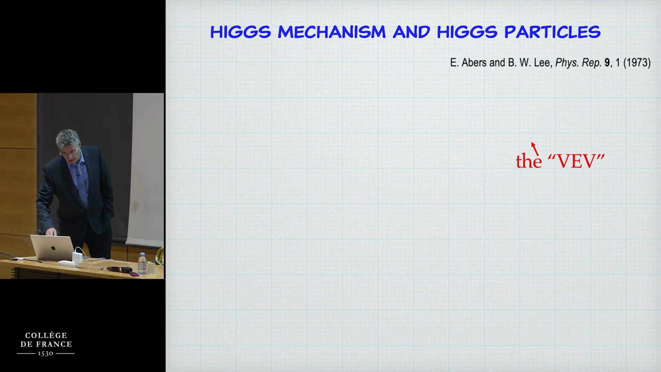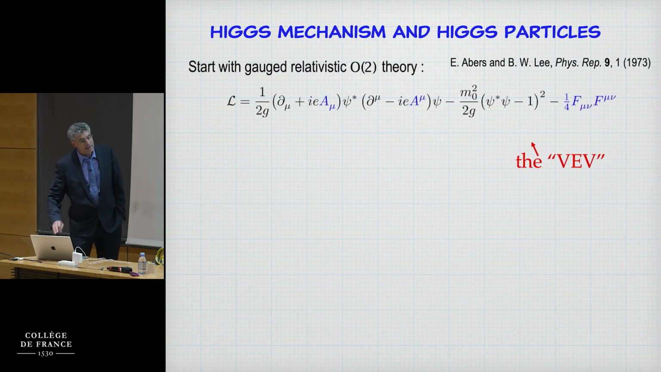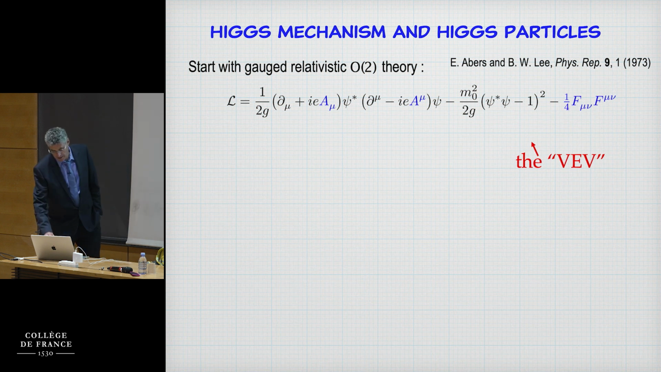So just to give a short review, which I will not explain, and it's not part of my talk, it's just part of history. In Abers and Lee, there's a nice paper that explains the whole idea of the Higgs mechanism of producing masses for gauge fields.